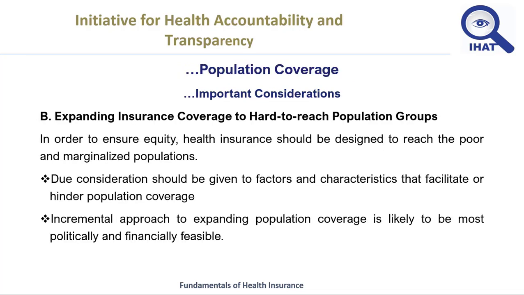The second consideration is expanding insurance coverage to the hard-to-reach population groups. In order to ensure equity, health insurance should be designed to reach the poor and marginalized populations. Due consideration should be given to factors and characteristics that facilitate or hinder population coverage. An incremental approach to expanding population coverage is likely to be the most politically and financially feasible.